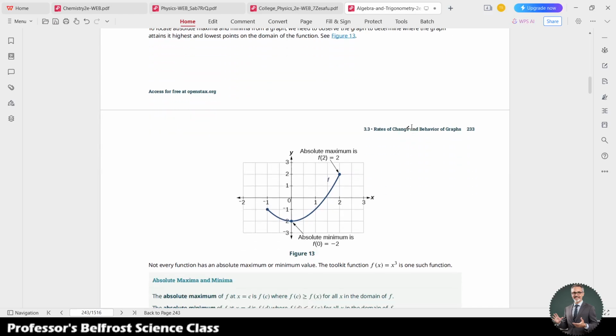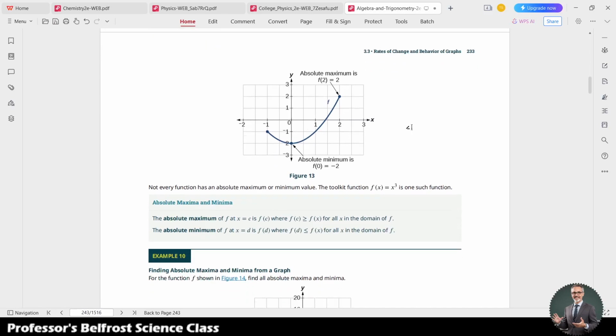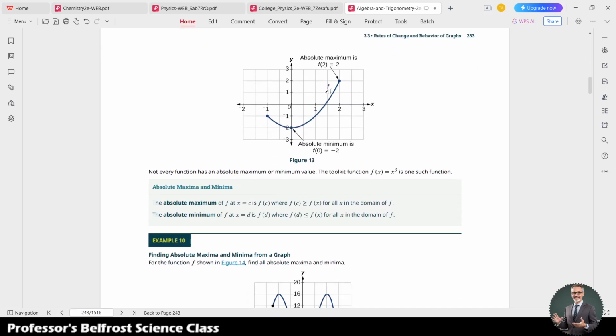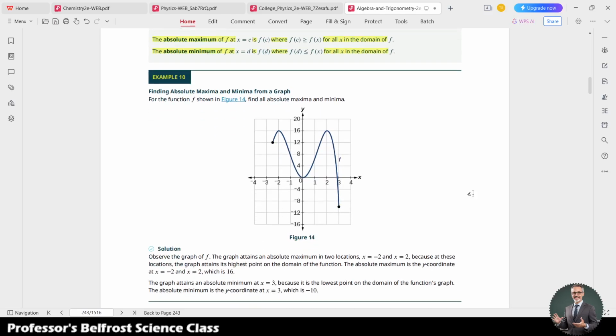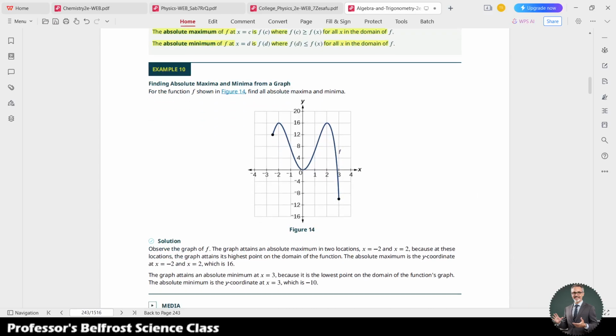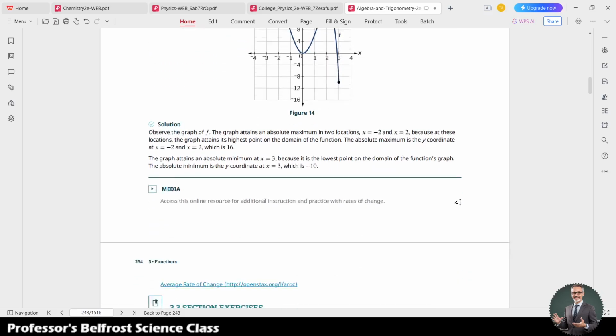Please pay attention to figure 13. We can see here the absolute maximum is f(2) equals 2, whereas the absolute minimum is f(0), which is -2 here. This is the point that you need to understand. Let's find the absolute maximum and minimum from this graph. You can see the absolute maximum here is 16, I think, and the minimum is at -10 maybe.